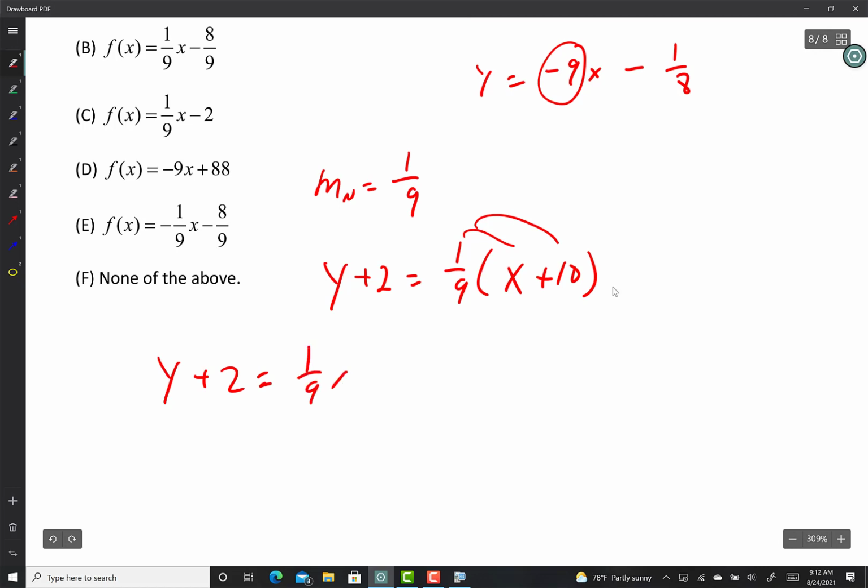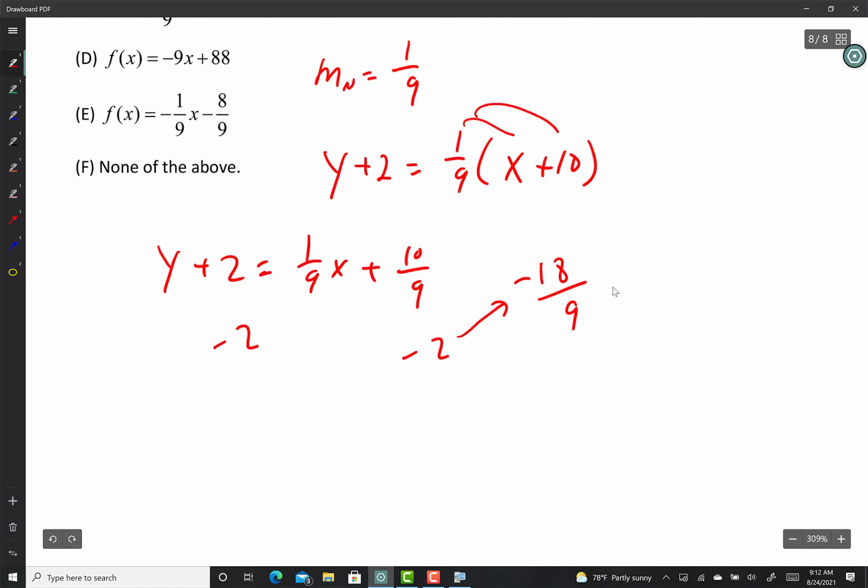1/9 x plus 10 over 9. And just subtract 2. Minus 2, minus 2. So 2 times 9 is 18, guys. So 2 is the same thing as 18 over 9. But remember, we're subtracting. So 10 minus 18, that's negative 8. So y equals 1/9 x minus 8/9.